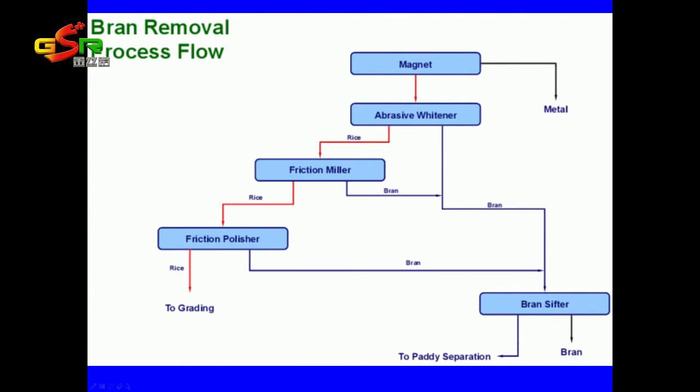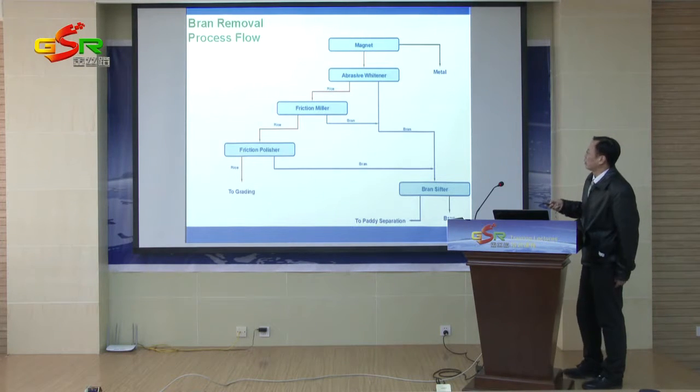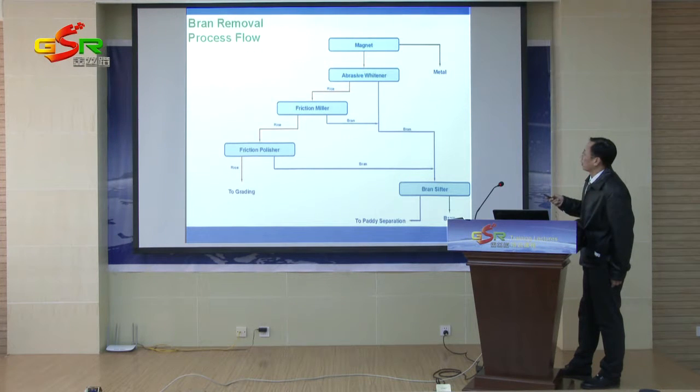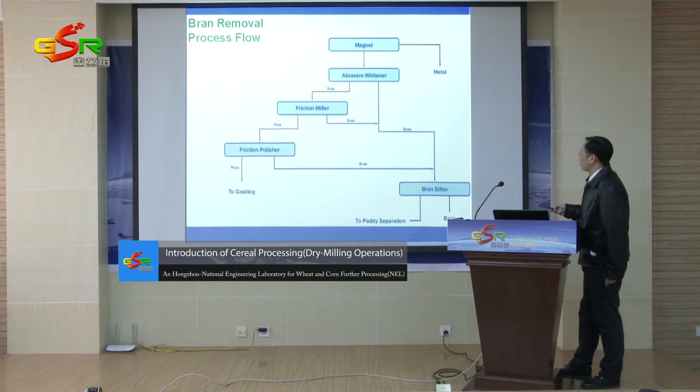And this shows the rice milling and the bran process. In the milling process flow, we can find the cleaned rice, the raw rice, using the friction miller to remove bran to get rice. And second, we can use the second broken polish to remove the bran and the rice. And the bran can use the sifter to remove the bran.